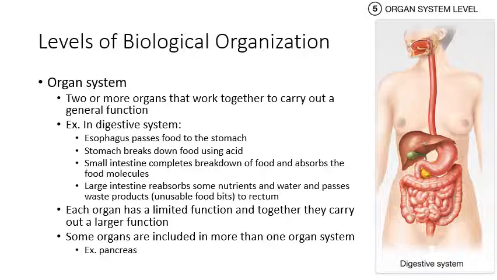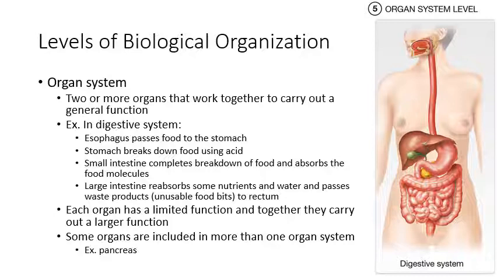So all these different organs in the digestive system have their own specific function or a specific set of functions, but they all have to work together for you to actually ingest and get nutrients out of your food. If you're missing any one of those organs, you're not going to be able to effectively eat and digest your food and get nutrients out of it.